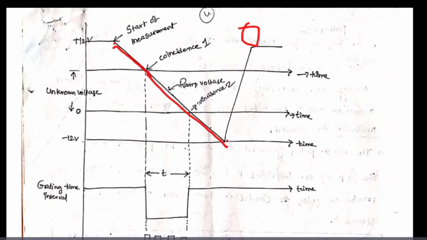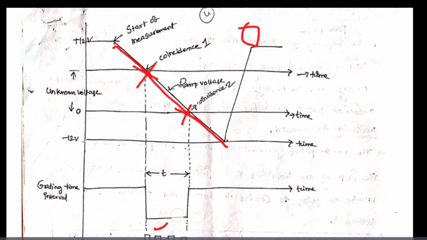That means the gate does not open as soon as it starts here. When the negative going ramp touches the peak value of the unknown voltage at coincidence 1, then the gate will open. When does the gate close again? When the negative going ramp touches zero voltage, at that position the gate will be closed.